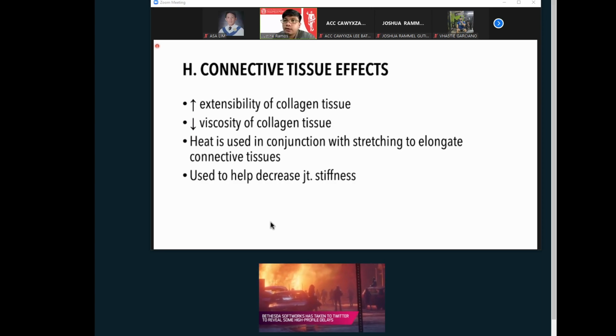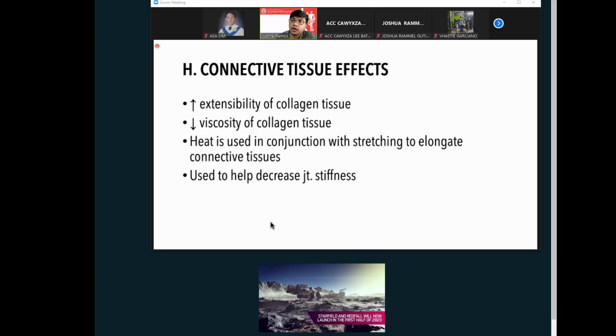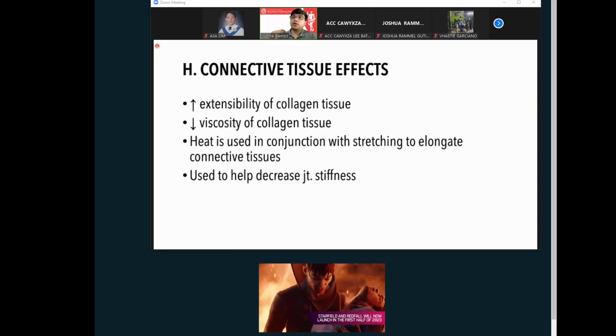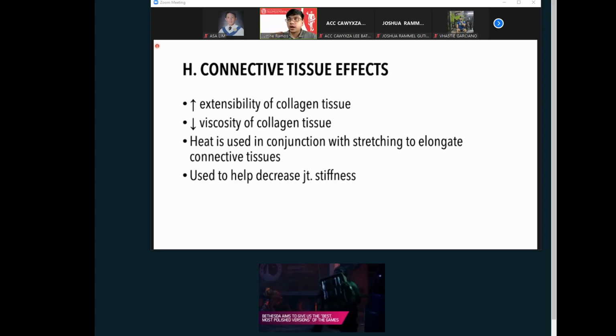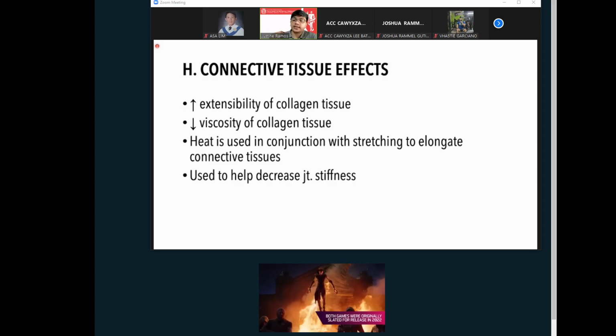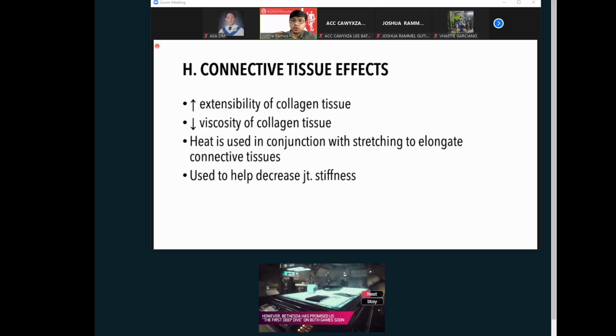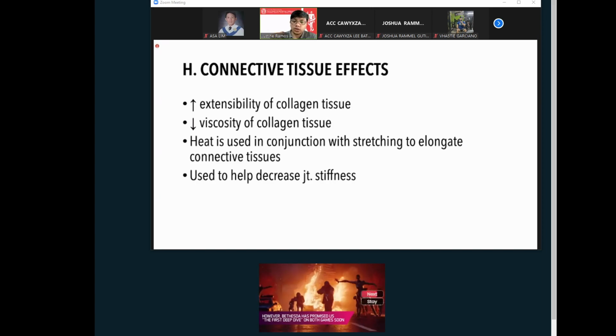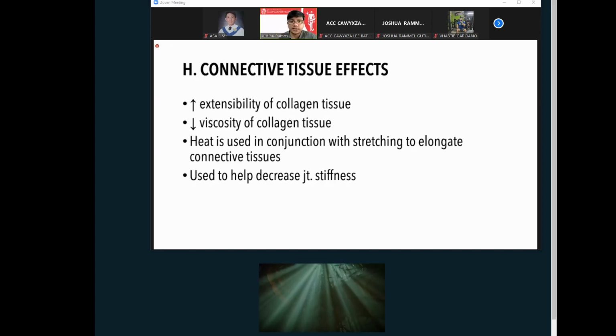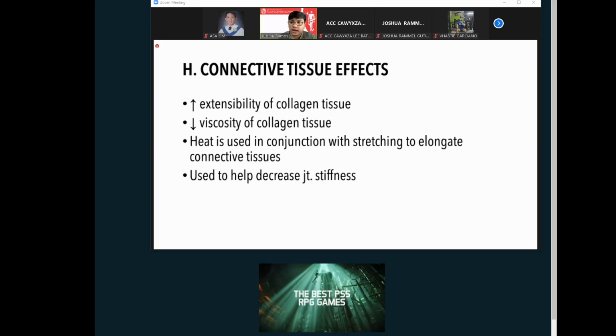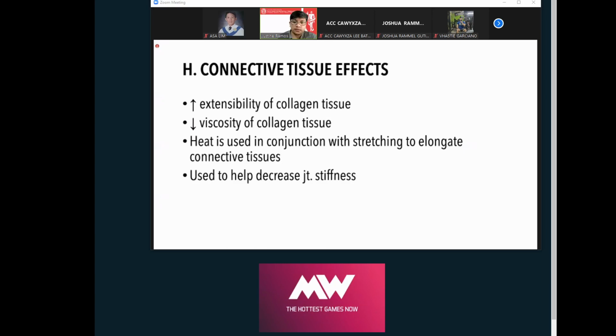Kaya kapag after ng heating application, for example, meron kang capsular lesion, adhesive capsulitis. Diba? So if you want to improve the extensibility of your capsule or the collagens within the shoulder joint, after heating application, stretch mo yan. That is the best time. Immediately after you apply your heating modality, mag-stretch ka. Okay?